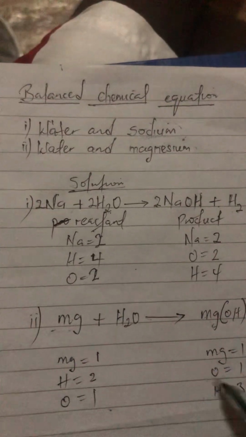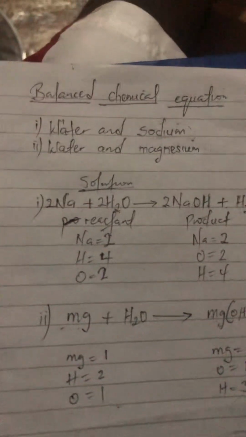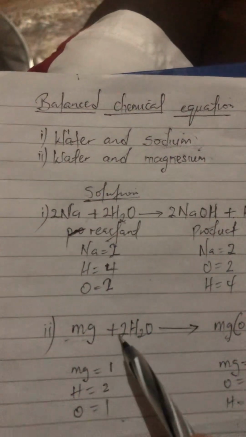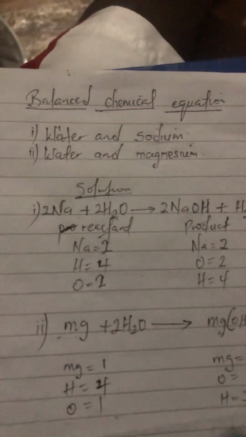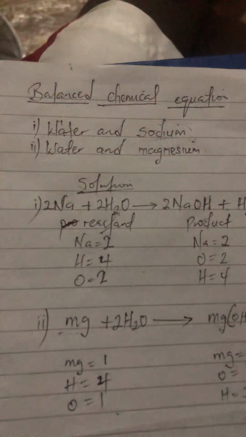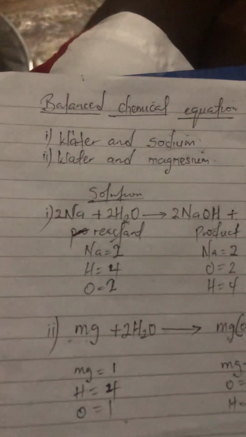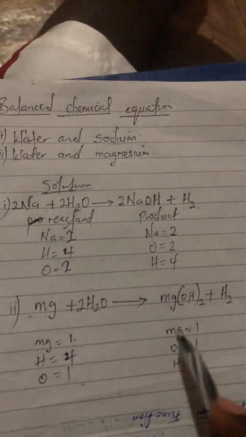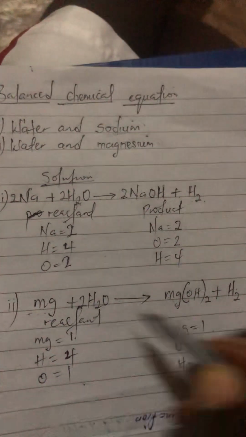So in order to make hydrogen balance, we are going to put 2 here, and we write here 2. Now if we put 2 here, it is going to be 2 times 2, that is going to give us 4, and 2 times H, that is 2H with this one. Now here is also 4. So now we have one atom of magnesium in both the reactant side and the product side.